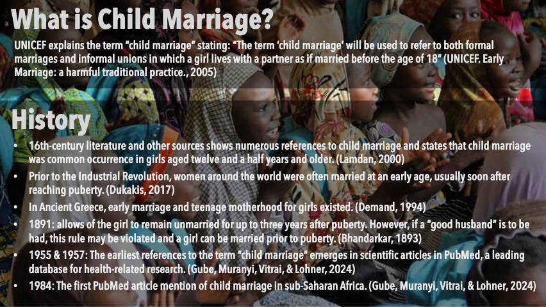In 1955 and 1957, these are the earliest references to the term child marriages that emerged in scientific articles. So up until this time, the term child marriage had been introduced through literature, but not necessarily through scientific articles and data collection. And in 1984, the first PubMed article mentioned child marriage in sub-Saharan Africa, which is the part of Africa that I will be telling you about in this project.